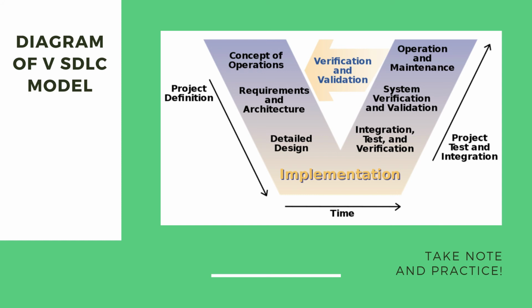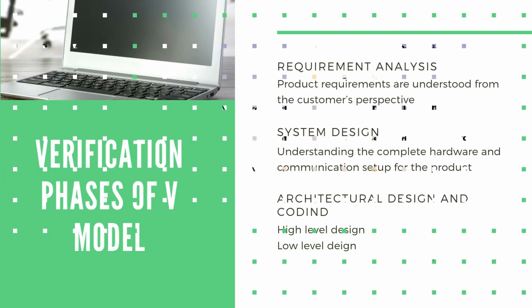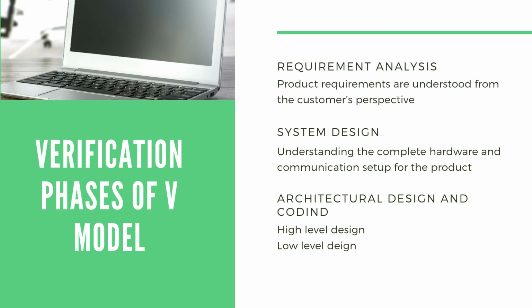The project definition comes with phases like concept of operation, requirements and architecture, and detailed design. Then implementation is done along the time. After that, project test and integration takes place. In that, operation and maintenance, system verification and validation is done, and integration, testing and verification is done. Let's see each phase.